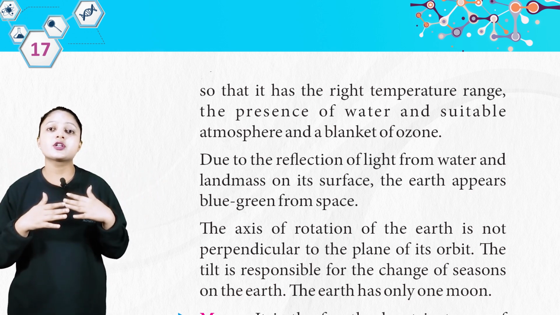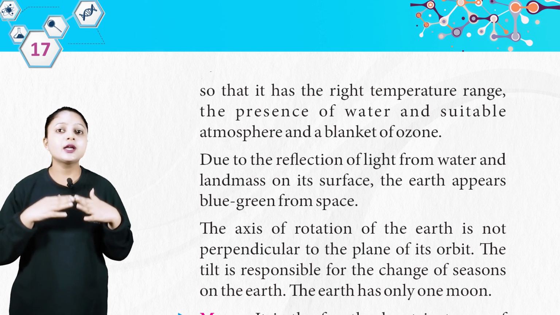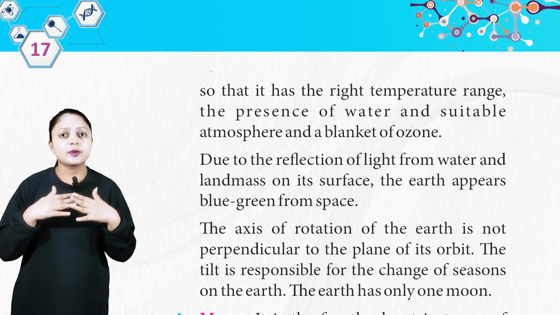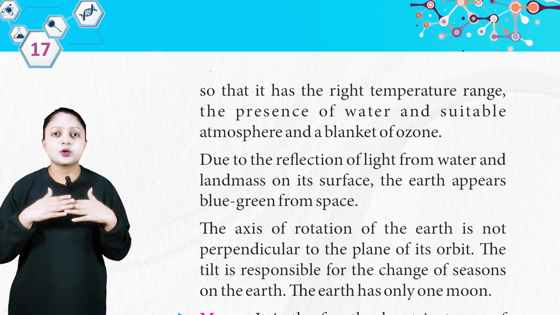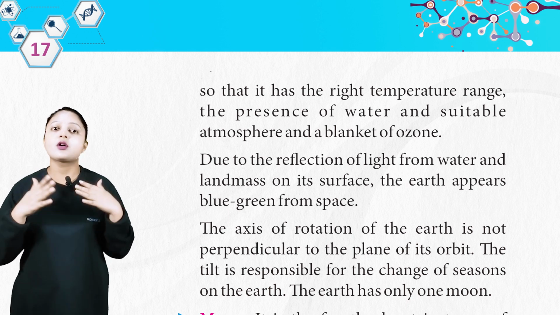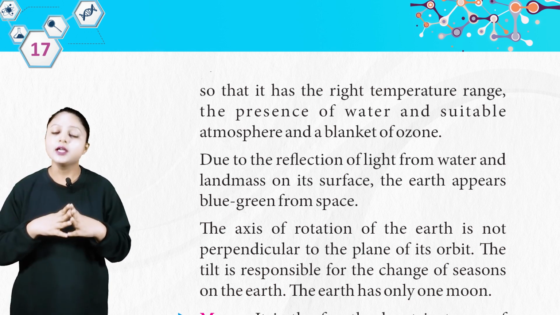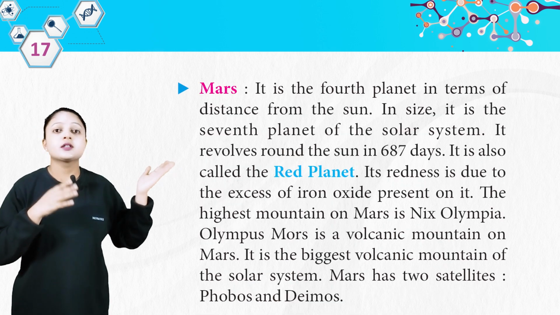The axis of rotation of the Earth is not perpendicular to the plane of its orbit. The tilt is responsible for the change of season on the Earth. The Earth has only one moon.